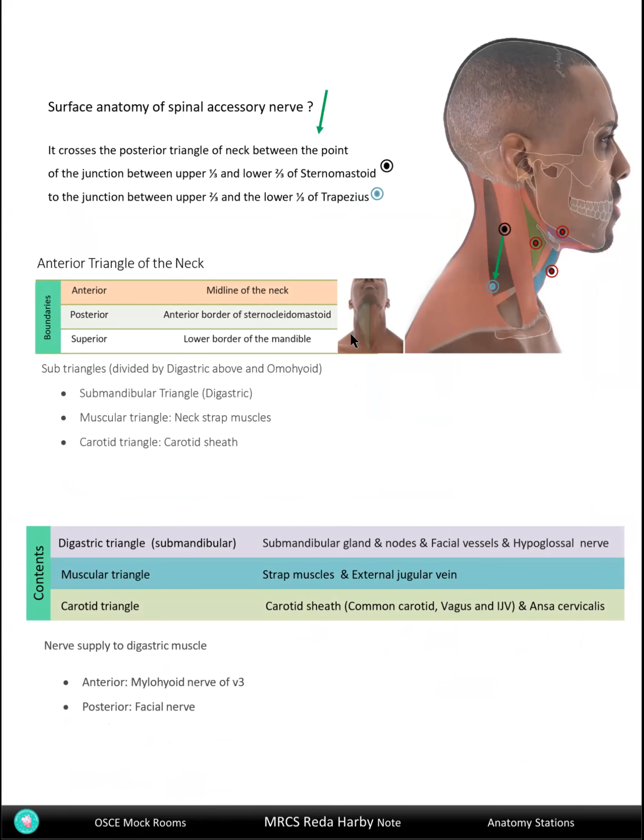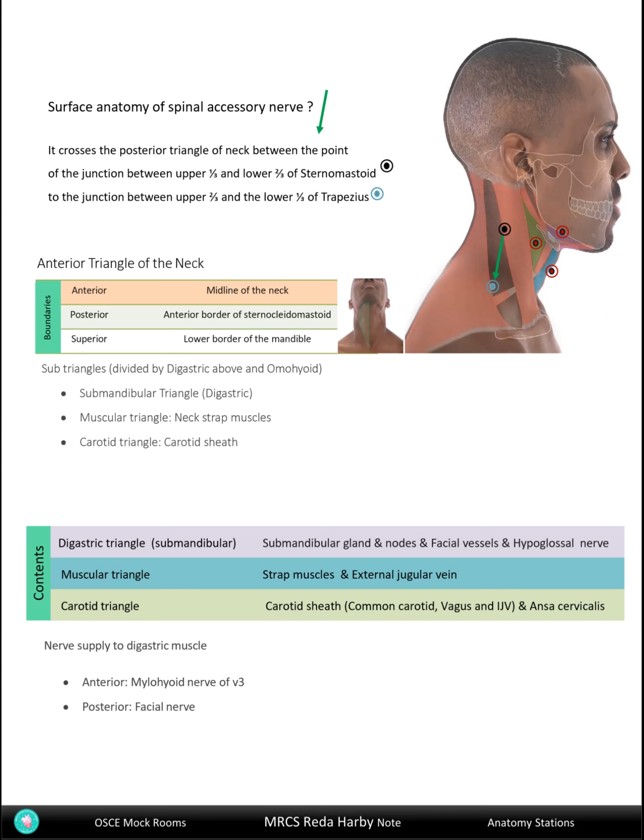Regarding the surface anatomy of the spinal accessory nerve, do you know what is the surface anatomy of the spinal accessory nerve? The spinal accessory nerve crosses the posterior triangle of the neck, between the point of the junction of the upper 1/3 and lower 2/3 of the sternomastoid, to the junction of the lower trapezius.